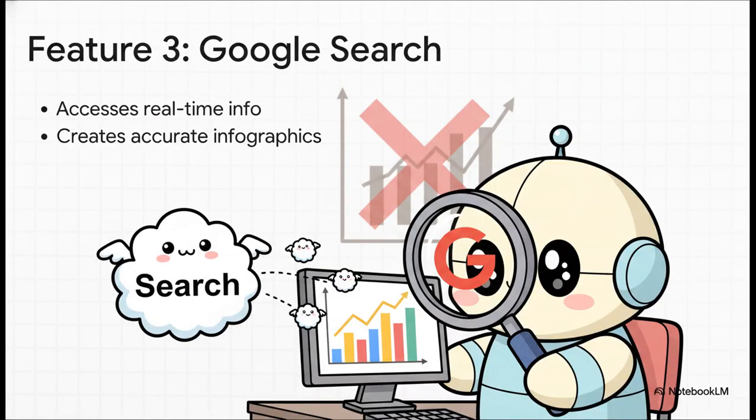This third feature is super cool. It's called grounding with Google Search. It basically connects the AI's creative brain to real-world facts from the internet. So, if you ask it for an infographic about, say, recent market trends, it won't just make up some squiggly lines. It'll pull real data to create a chart that's actually correct.